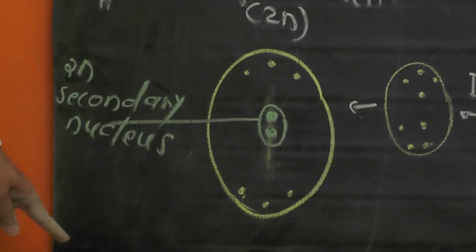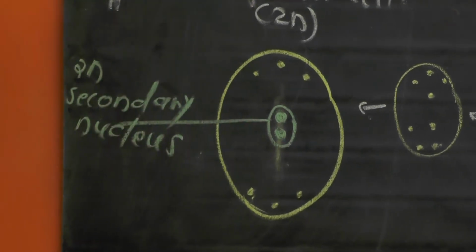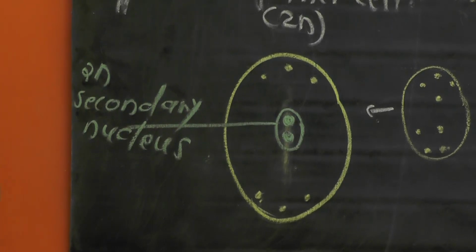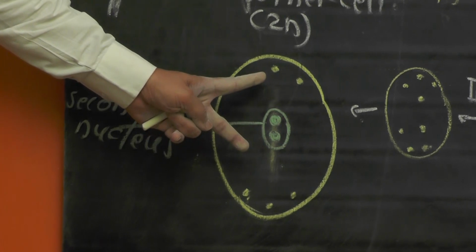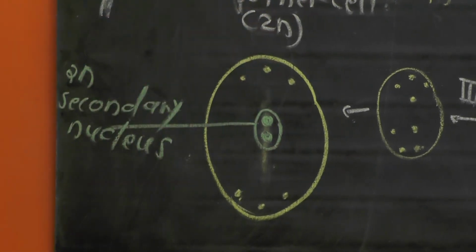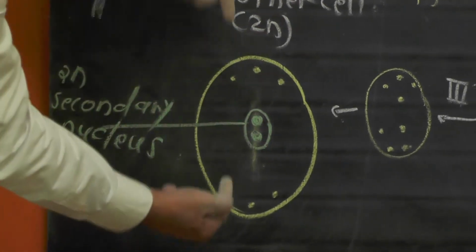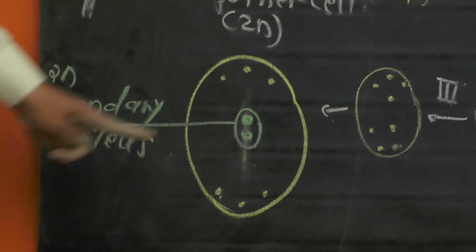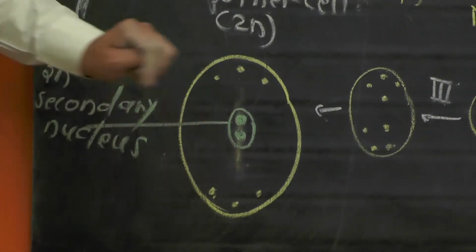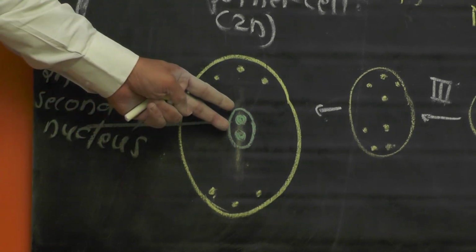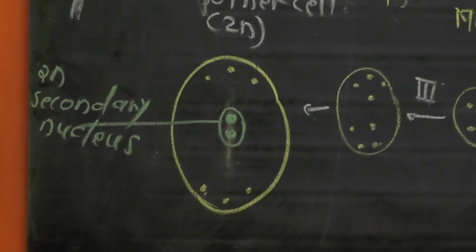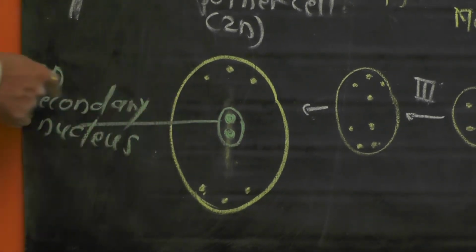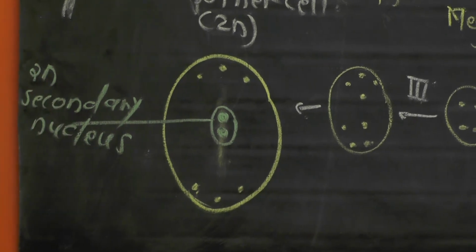This nucleus is diploid. Why diploid? Because it is formed by the union, by the fusion of two haploid nuclei coming from two groups, from two opposite poles. As these two nuclei come from opposite poles, these nuclei are also called polar nuclei, because they come from the opposite poles and fuse together to form the diploid secondary nucleus.